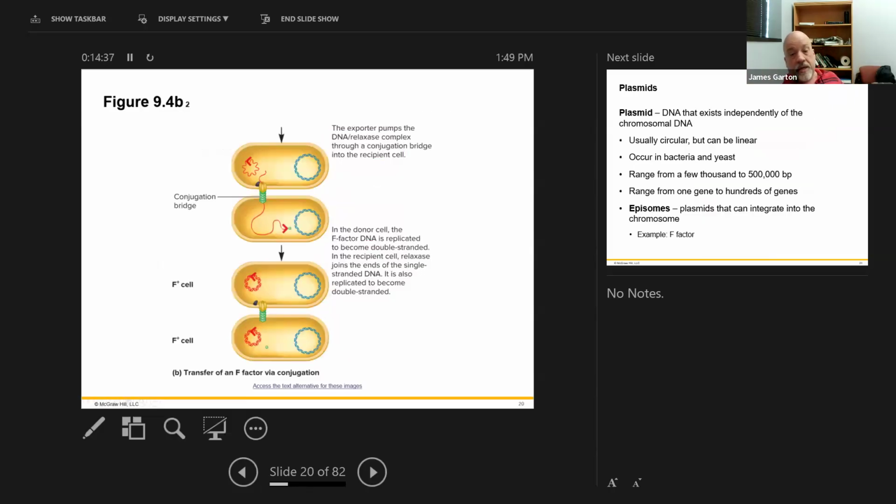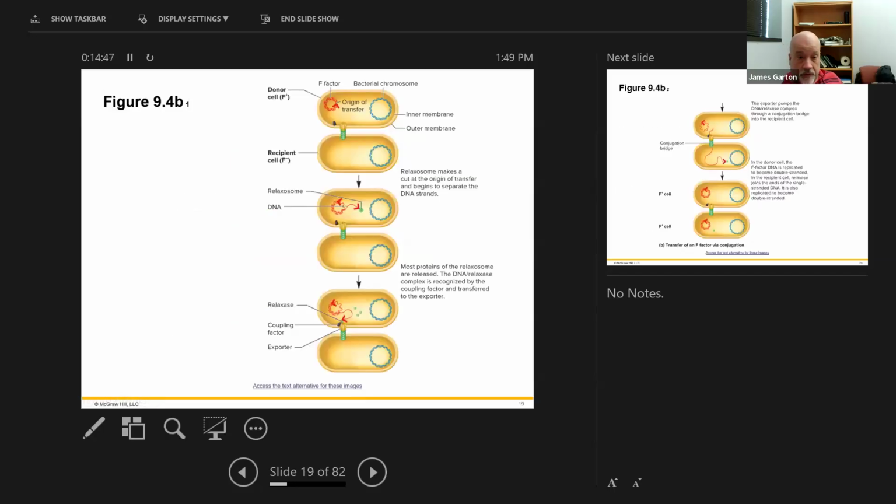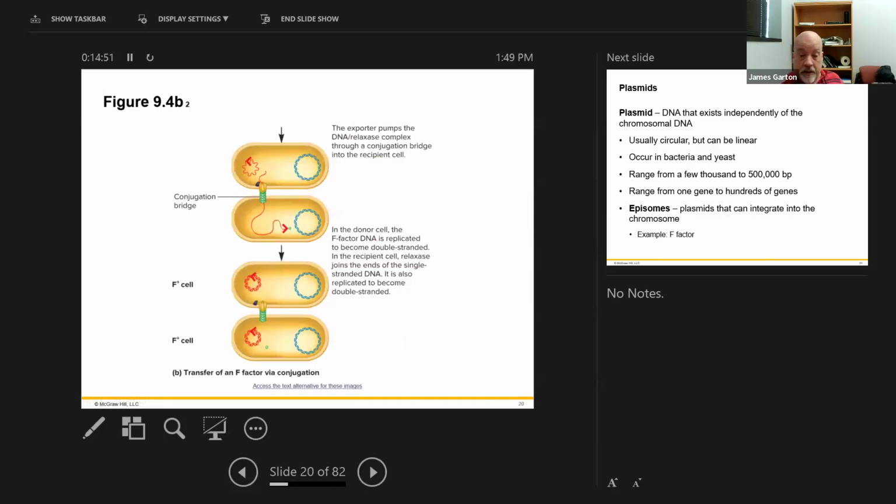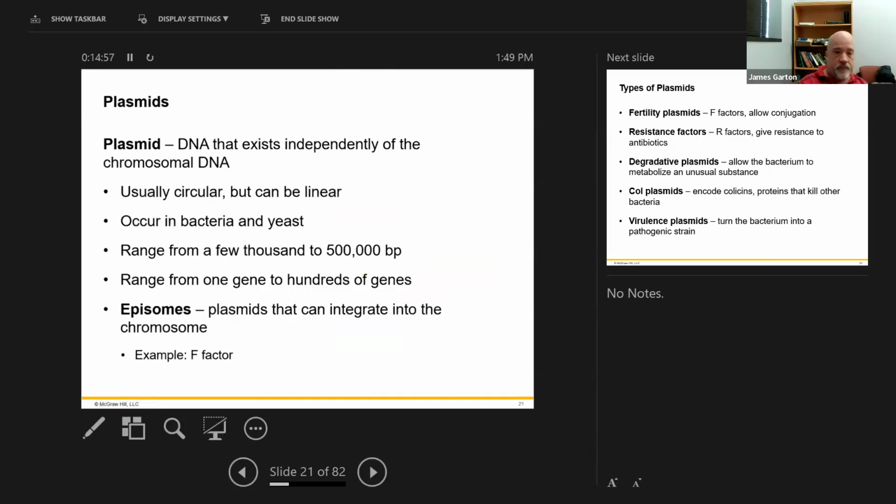And then the DNA repair mechanisms basically rebuild the double-stranded plasmid. And you've taken this F minus cell and converted it into an F plus cell. Now here's the plasmid. I knew this was here.